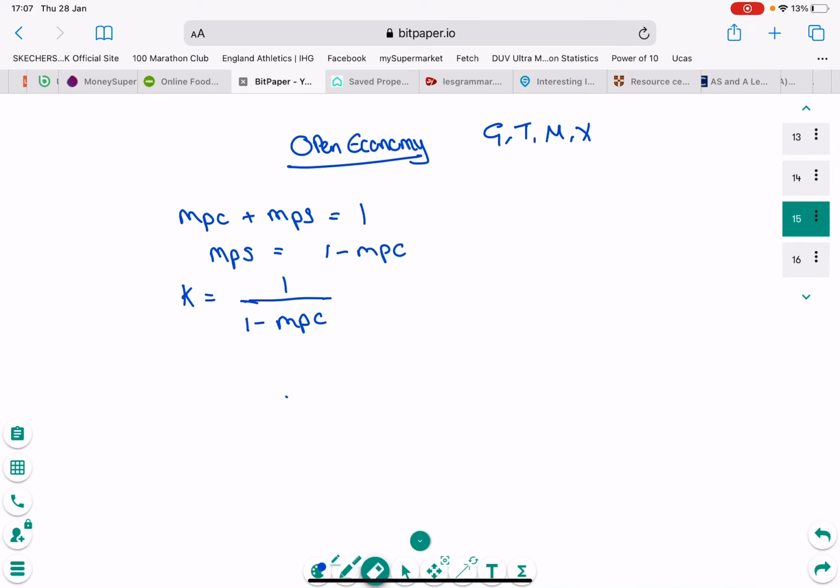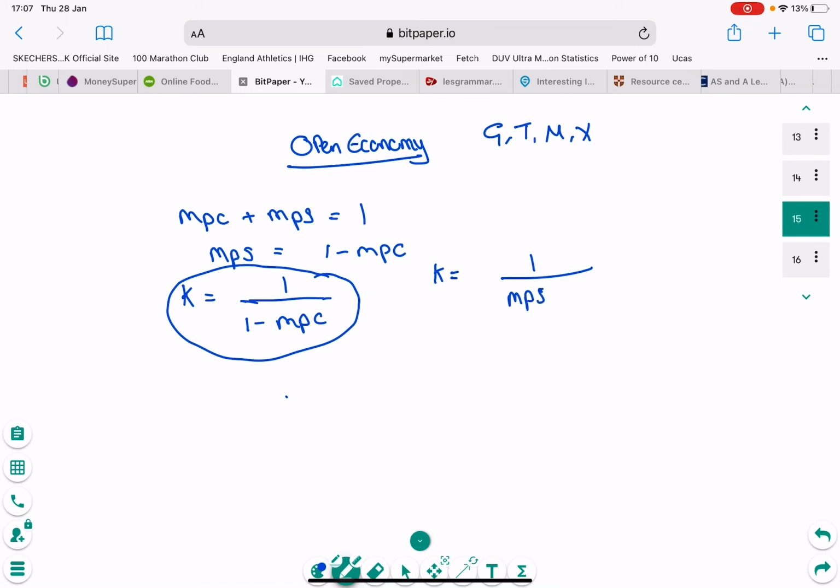So just want to recap very quickly. There is a slideshow on marginal propensity to consume, etc. But marginal propensity to consume plus marginal propensity to save is equal to 1. So that means that marginal propensity to save is equal to 1 minus marginal propensity to consume. The multiplier formula from the previous page is K equals 1 over 1 minus marginal propensity to consume. So what you can see is 1 minus marginal propensity to consume is equal to marginal propensity to save. So you could say K equals 1 over marginal propensity to save.